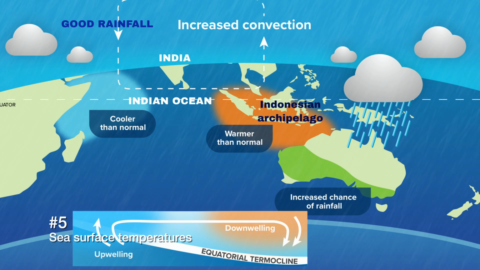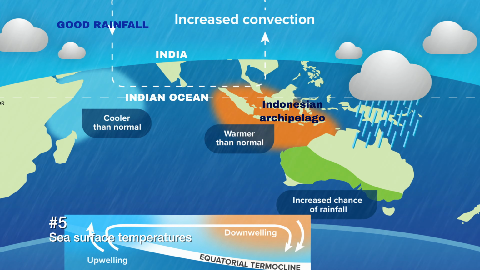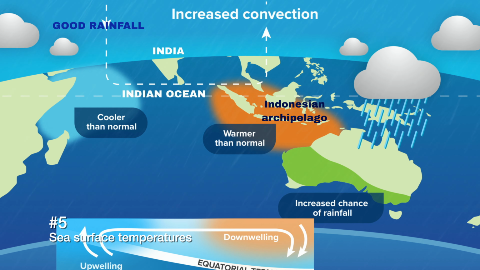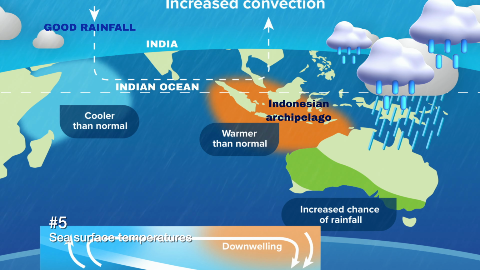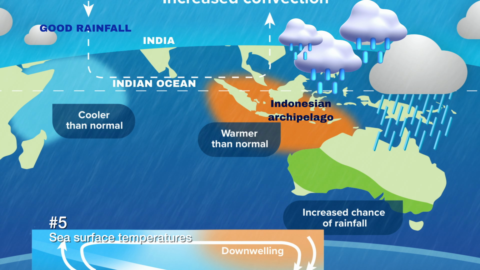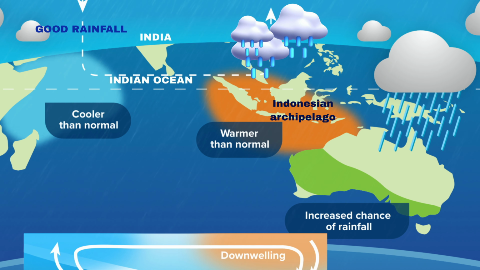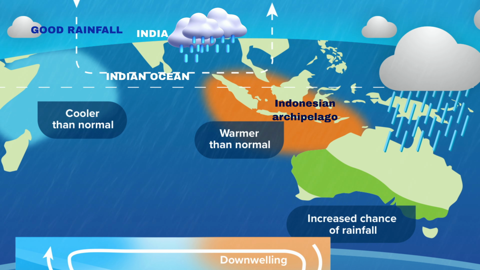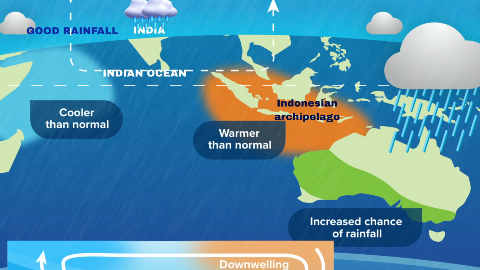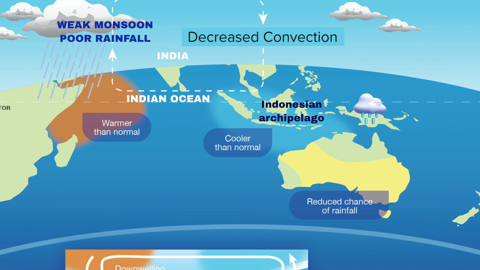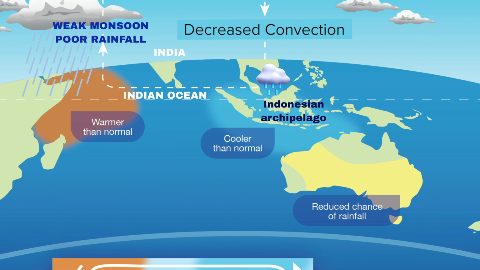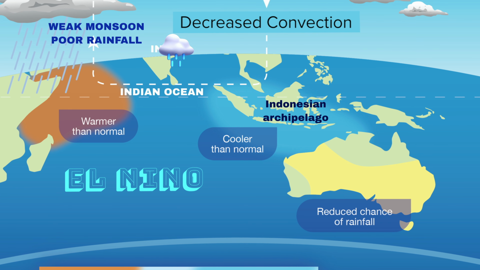Lastly, the sea surface temperatures. The temperature of the Indian Ocean also affects the normal monsoon in India. Warmer than normal sea surface temperatures in the tropical eastern Indian Ocean near the Indonesian archipelago can enhance the monsoon rainfall, while warmer than normal sea surface temperatures in the equatorial Pacific Ocean, known as El Nino, can weaken the monsoon.